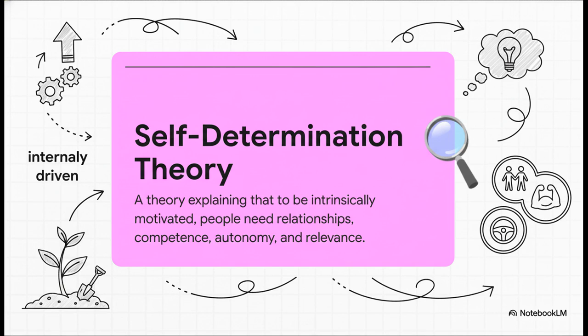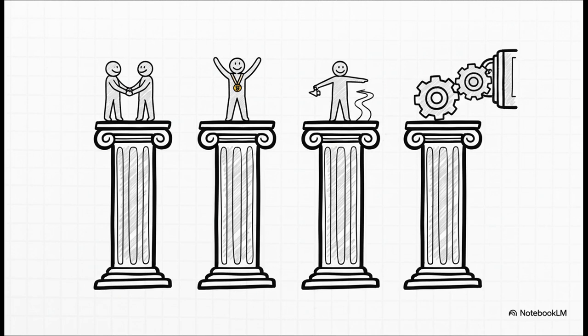Well, the secret lies in this psychological framework called self-determination theory. I know it sounds super academic and complicated, but it's actually incredibly simple. It's the science behind what makes people want to do things, instead of just feeling like they have to do them. And it all boils down to these 4 pillars.